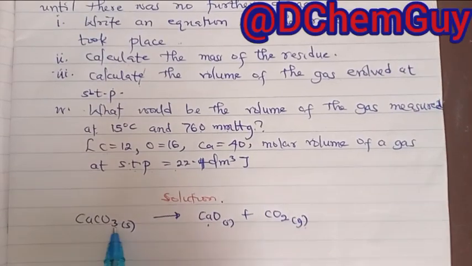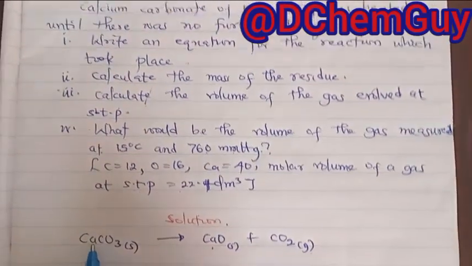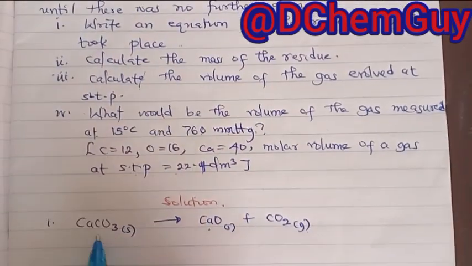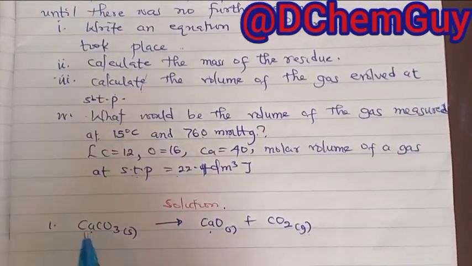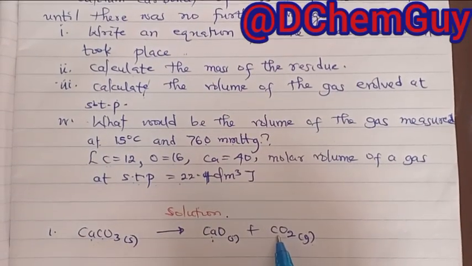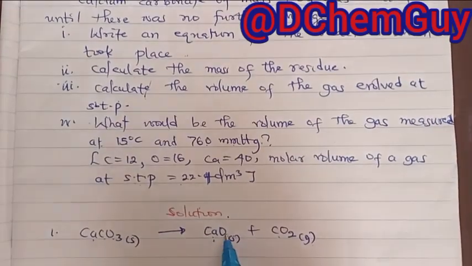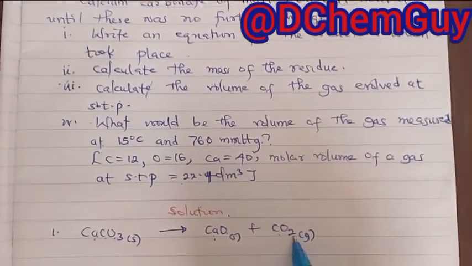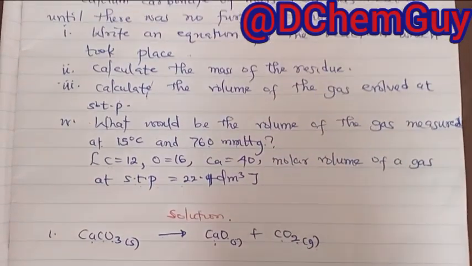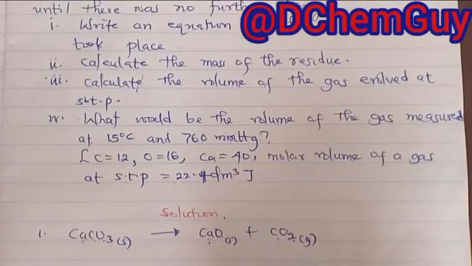Now, check if the equation of the reaction is balanced. It is balanced. You have one calcium here, one calcium here, one carbon here, and one carbon on the other side as well. Then you have three oxygen here, and one oxygen plus another two oxygen here, so that's three oxygens in total. So that means the equation of reaction is correct.